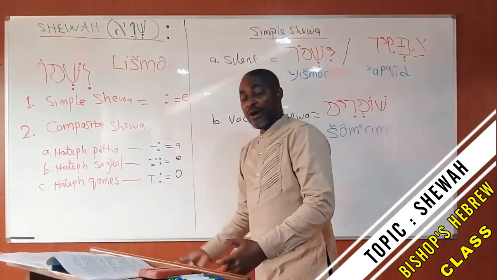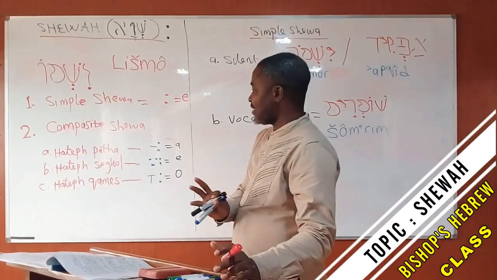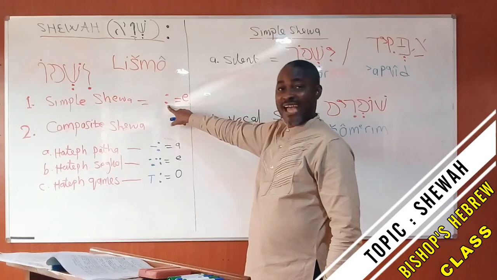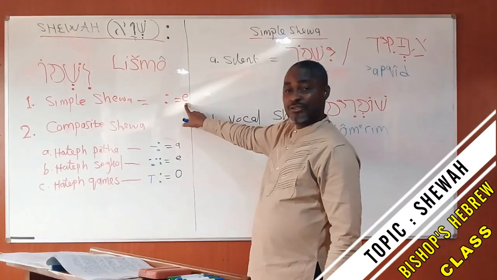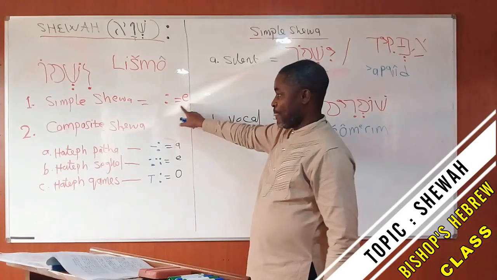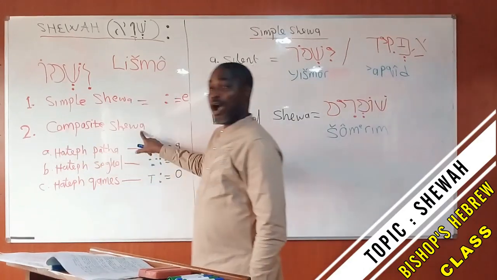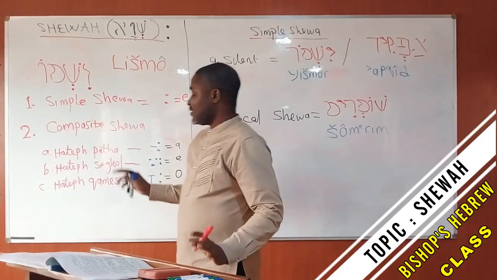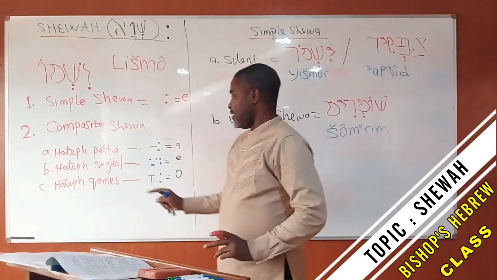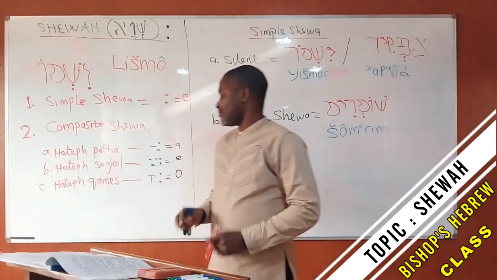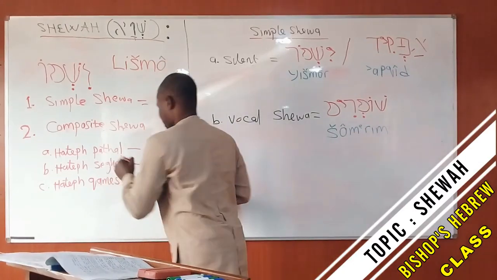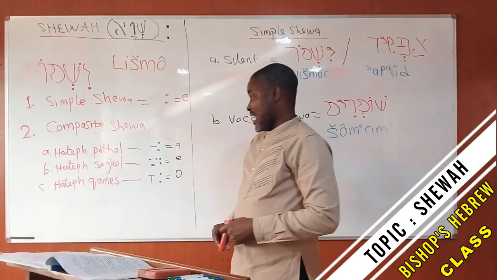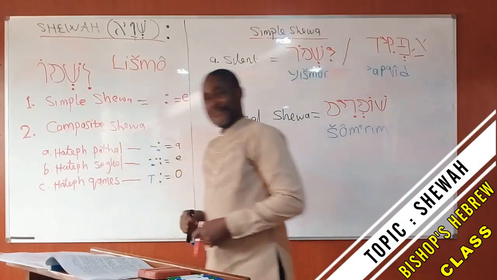And when we talk about SHEWAHs, we have two types of SHEWAHs. The first one is called simple SHEWAH, this is the sign, and this is the transliteration in English, as an E. Then we have composite SHEWAH. Composite SHEWAH is of three types. The first one is called atef patah, then the second one is called atef segol, and the third one is called atef kames.